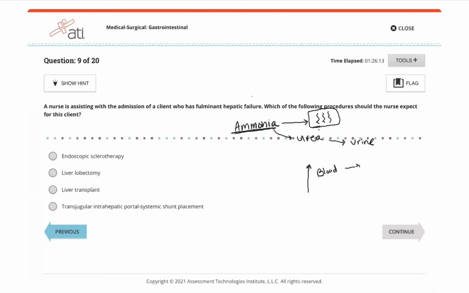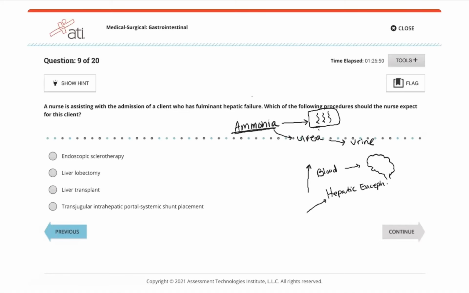And that causes a problem with your brain. Because now your brain cannot communicate with the cells because there's so much ammonia. This is known as hepatic encephalopathy. Okay. So this question says, a nurse is assisting with the admission of a client who has fulminant hepatic failure. Which of the following procedures should the nurse expect for this client? We've already addressed that patients with hepatic failure could develop hepatic encephalopathy, correct?